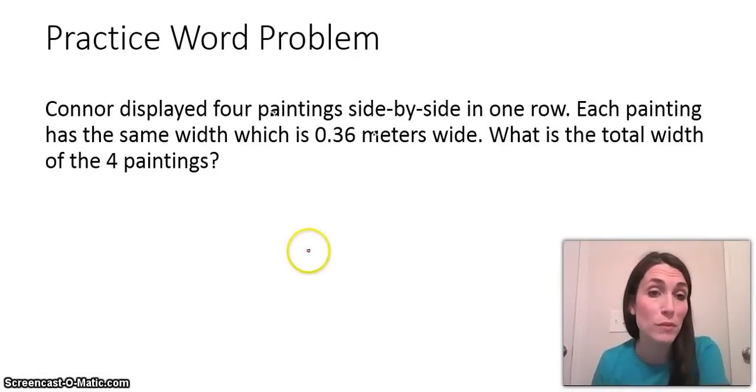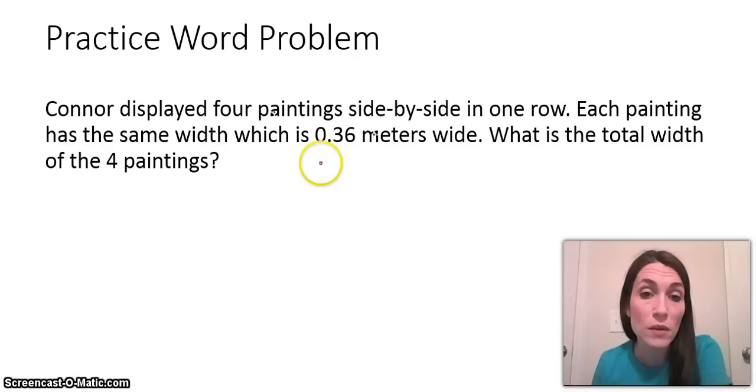And it is our word problem. Connor displayed 4 paintings side by side in one row. Each painting has the same width, which is 36 hundredths meters wide. What is the total width of the 4 paintings? Now remember, in the word problem, make sure that you know what the important information is and maybe even underline what is important. Take a moment, work out the word problem, and then we'll work it together.